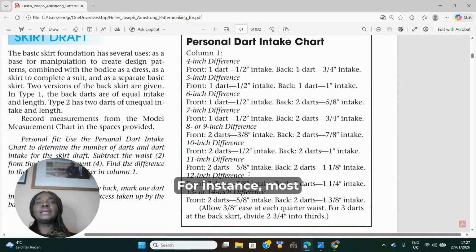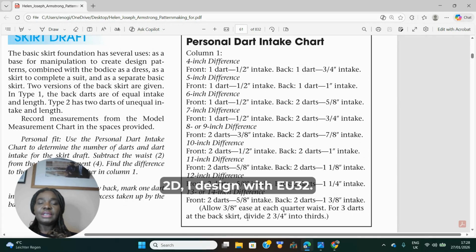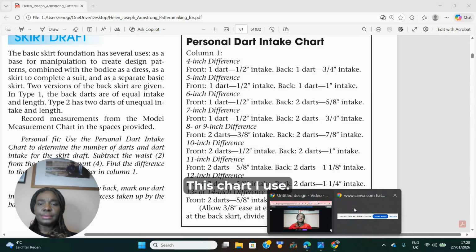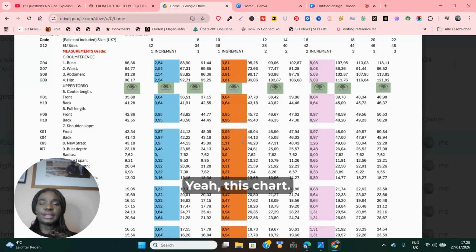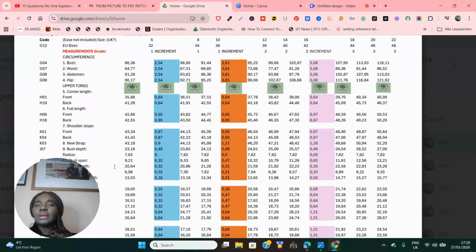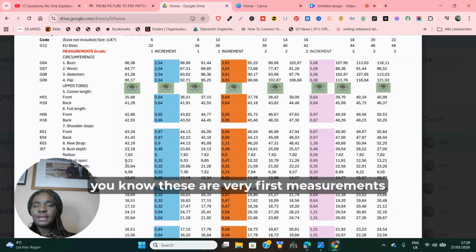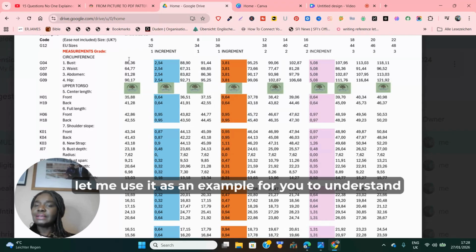For instance, most times when I'm designing in Simly 2D, I design with EU32. So let me go to that chart. There's this chart that I use. Yeah, this chart. I normally use EU size 32, which is the very first measurements here in centimeters. So let me use it as an example for you to understand that chart.